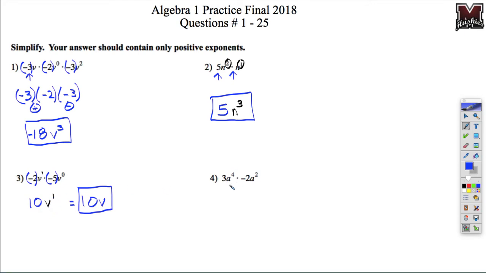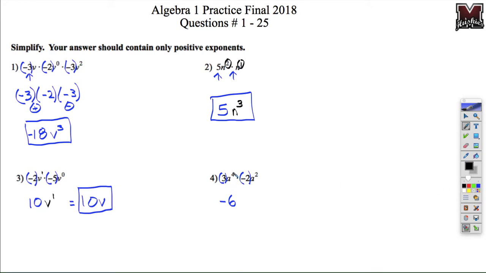Let's move on to number 4. Again, we're going to deal with the numbers first. So I have 3, and I have a -2. Remember to include that negative sign in there. This is going to be 3 times 2, which is a 6, but we didn't include the negative. It's a positive times a negative, which is a -6. Perfect. Now we're going to deal with all the letters, the variables.